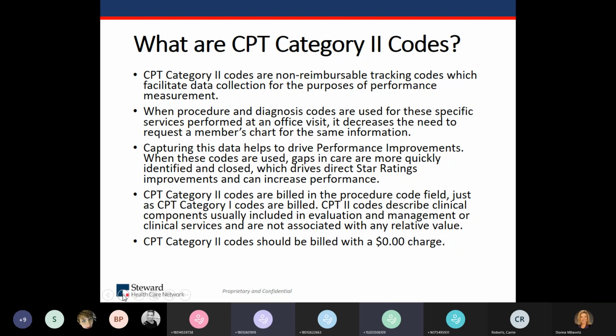CPT II codes are billed on a Form 1500, just as you would bill a CPT I code. They normally describe clinical components, which are normally included in the evaluation and management or clinical services and are not associated with any relative value. And finally, we recommend that CPT II codes are billed with a $0 charge.